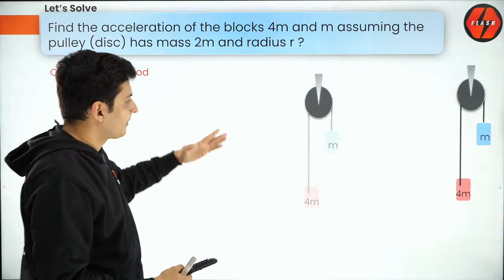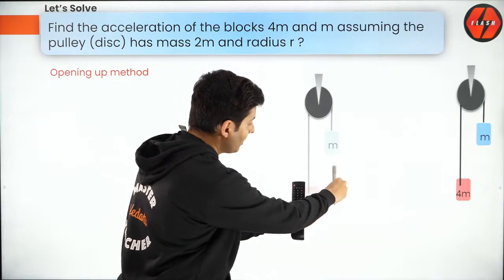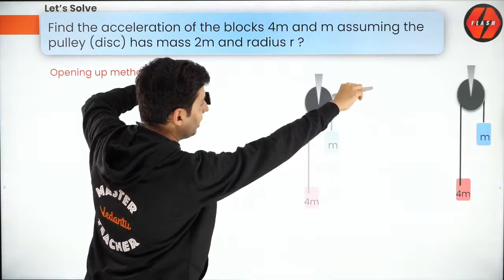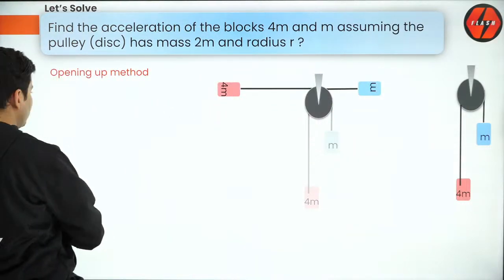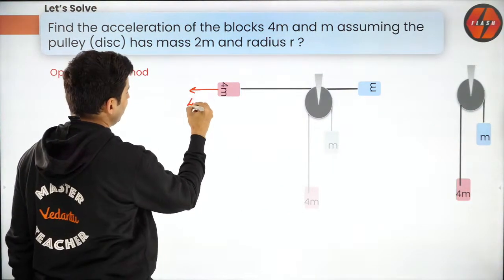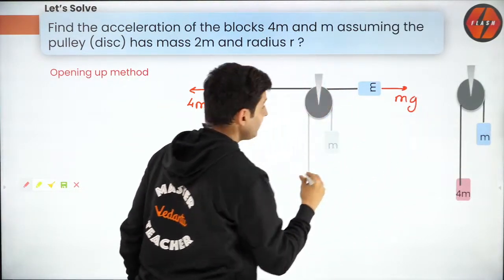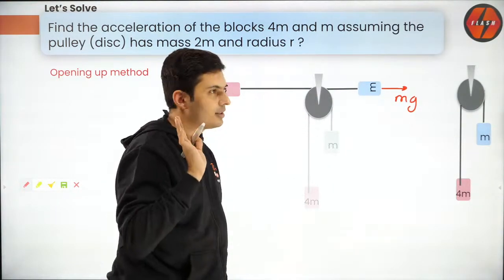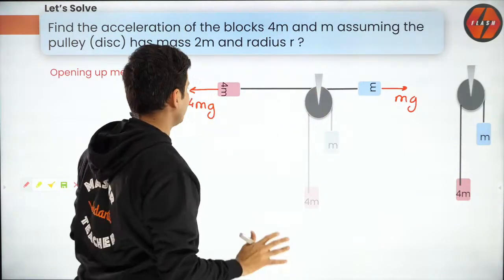When you open up, understand 4m and m will have weights, and you open up that string against that pulley. So open it up like this, it will look like this. Now once you open up, even their weights will come like this. It will be 4 mg here and mg here. Just one change, do not forget the pulley. Because the pulley has mass, it is rotating, so that's going to cause that change.